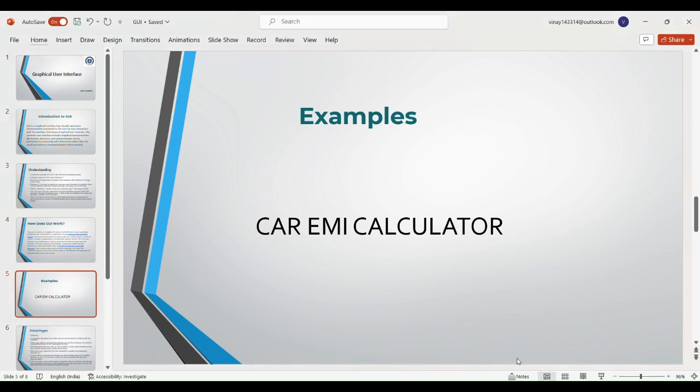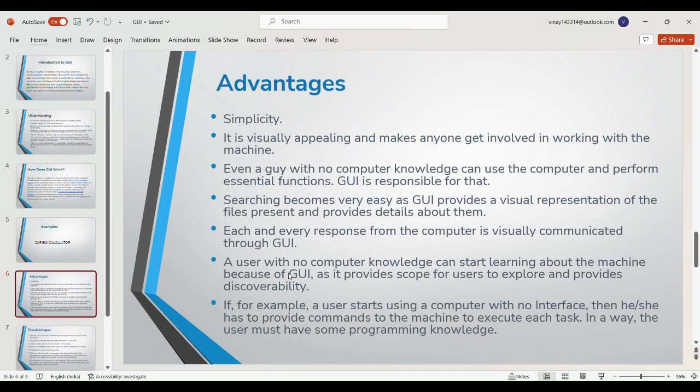Let's see other uses with the GUI. Advantages of GUI: first, it is simplicity. It is visually appealing and makes anyone get involved in working with the machine. Even a person with no computer knowledge can use the computer and perform the easiest functions. GUI is responsible for that.